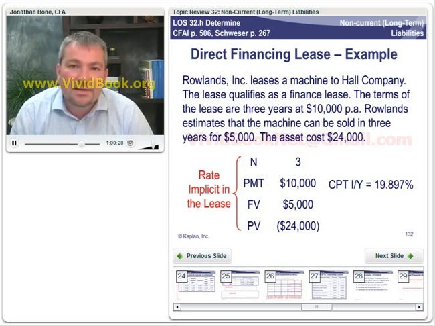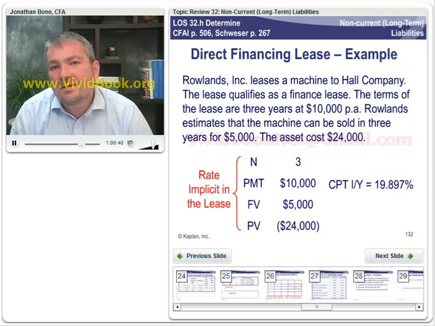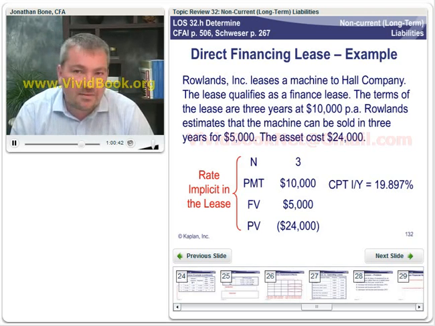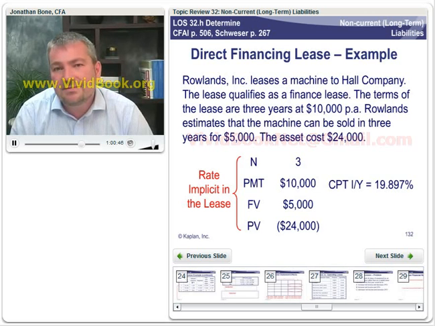Okay, so all we're going to do is work out the rate implicit in the lease. Essentially, we know that the present value is $24,000. We know N is 3, payment $10,000, future value $5,000, and therefore we can compute the internal rate of return and get 19.897. Now, of course, what this means is the present value of the future payments, the 3 lots of 10,000 and the 5,000, are equal to the cost of the asset, 24,000.